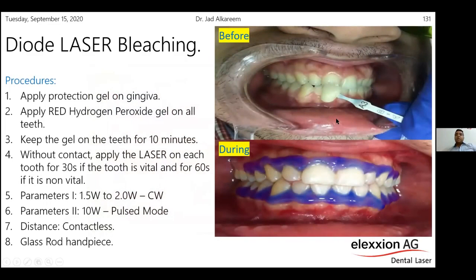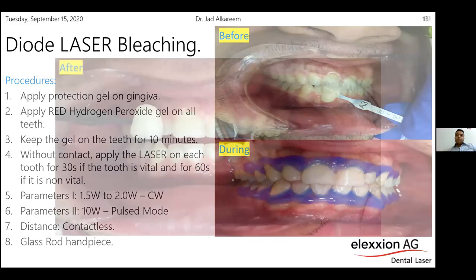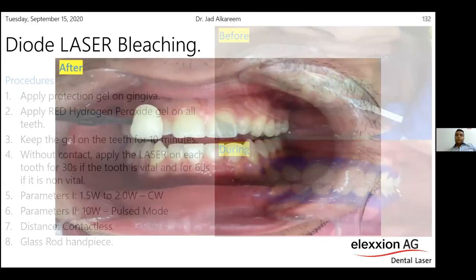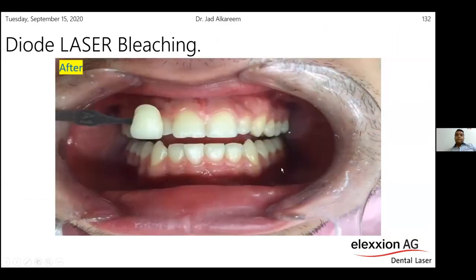Also another case. If you are using a continuous wave, you can use between 1.5 up to 2 watt. It will be enough to do a complete bleaching. And if you are using a pulsed mode, you can use up to 10 watt. It will also be enough to do the bleaching. Here is the case after the treatment.